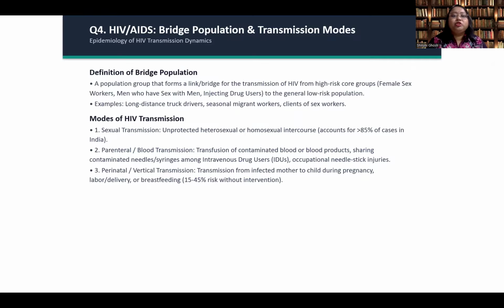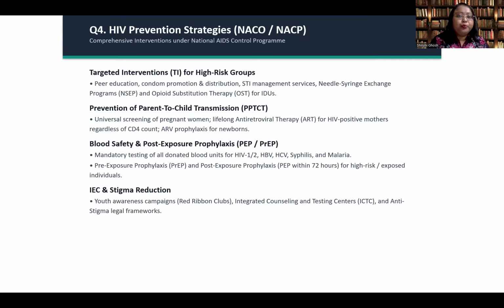Okay, now coming to bridge population of HIV. So what is bridge population? Define bridge population. We know what it is. And what are the modes of HIV transmission? Sexual transmission, parenteral transmission, and perinatal or vertical transmission. Now, for bridge population, examples are long distance truck drivers, seasonal migrant workers, and the clients of sex workers.